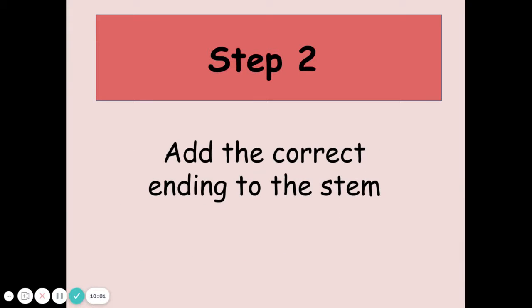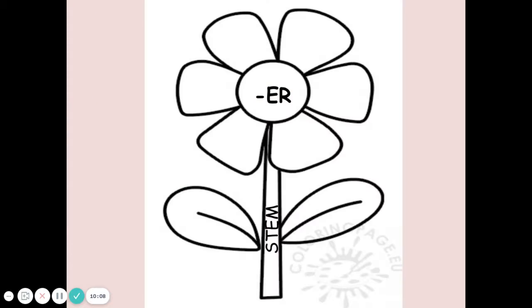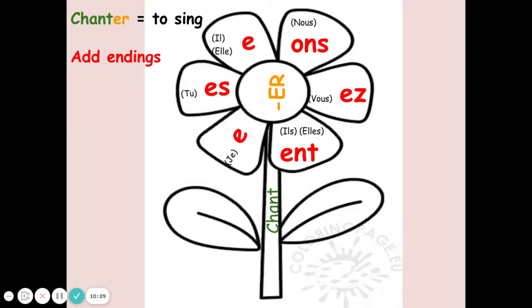Step two, correct endings. You need to put the right ending onto that stem. How does the word end? So this is what you're looking at. Kind of think of it as a flower. You have your stem, and at the end, you have your ER. We need to take away that ER. So you have chanter, you take off the ER. Your stem is chant. That's what you're going to be working with, unless you want to say to sing. So adding our endings, what are they? You take off the ER and your petals are our endings.